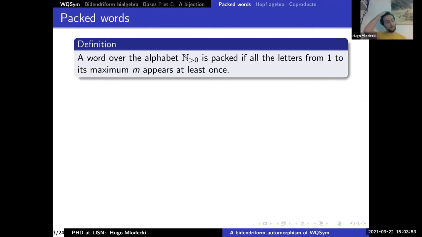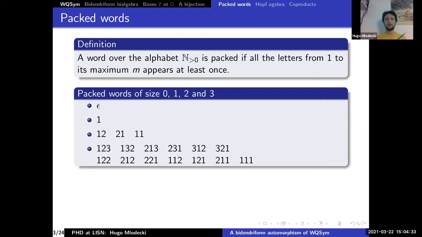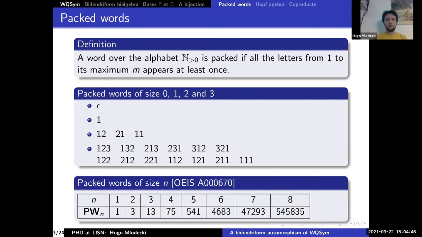Yes, packed words. Let's just see some packed words, the little ones. We say that the empty word is a packed word by convention. The only word of size one is the word 1. Of size two, we have 12, 21, and 11. Just so you know, the word 22 isn't a packed word because the letter 1 doesn't appear in it. For size 3, we get 13 words: the 6 permutations, 6 words with only 1 and 2, and 1 word with only 1. And we have 75 of size 4.